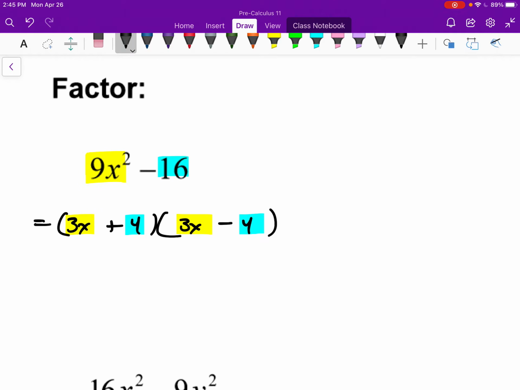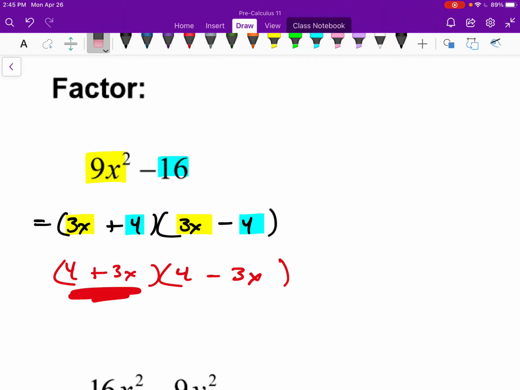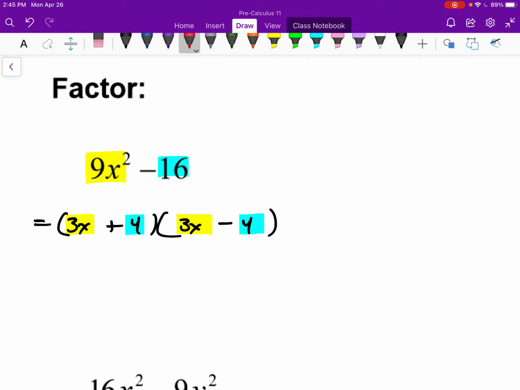The reason the order matters, for example, if you write this second term as 4 minus 3x, or if you write them both the other way around, 4 plus 3x and 4 minus 3x, this term's okay, but here's the problem. Because 4 minus 3x and 3x minus 4 are similar to one another, but they're not the same. The order you subtract matters. You get the wrong sign otherwise. So just pay attention to the order. 9x squared came first, so 3x was first in each of my factors. That's it. And again, if you're not sure, you can go back and FOIL it out.